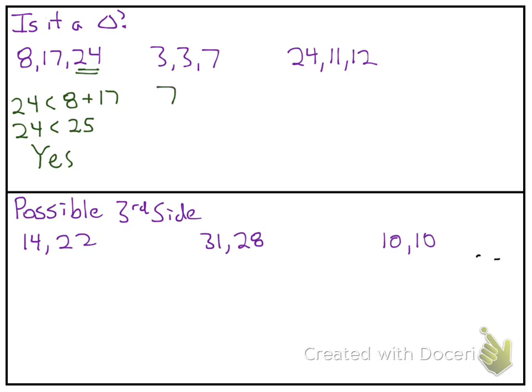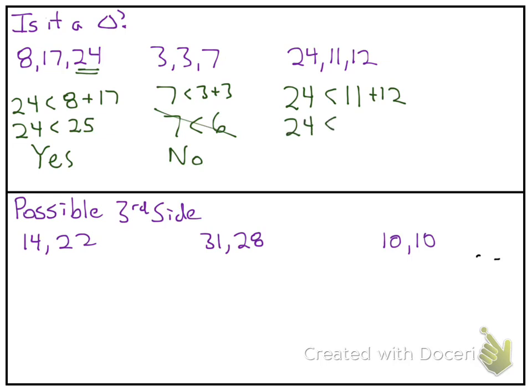Next one, is 7 less than 3 plus 3? Well, 7 is not less than 6, so no, that does not make a triangle. Even though two of those sides are the same, they're not enough to reach. It's the two little T-Rex arms. It's not enough to reach the 7 units. The last one we have here, 24 is the largest side, so is 24 less than 11 plus 12? Well, I get 24 less than 23. Although close, no, it does not form a triangle.